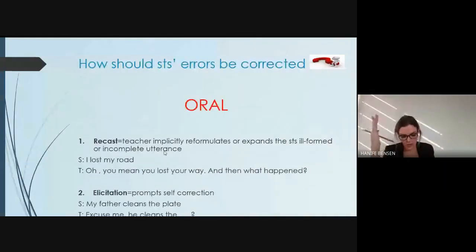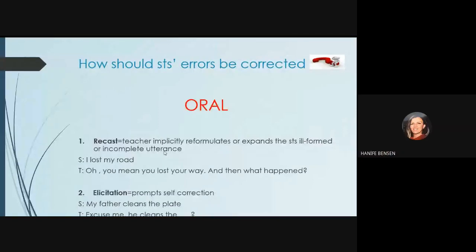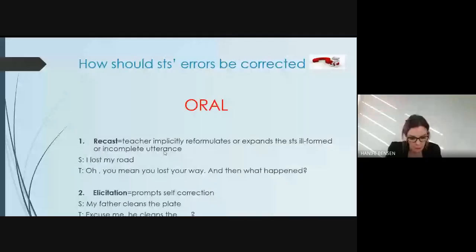Now, the next feedback strategy is called elicitation. Elicitation is a strategy which prompts the learner to correct his or her own error. So what we do basically is use elicitation forms, for example. We have the sentence, my father cleans the plate. Excuse me, he cleans the... And we leave a blank there for the student to fill in.